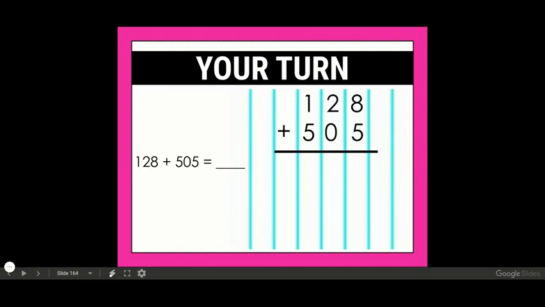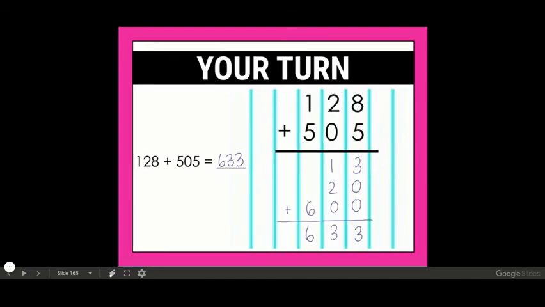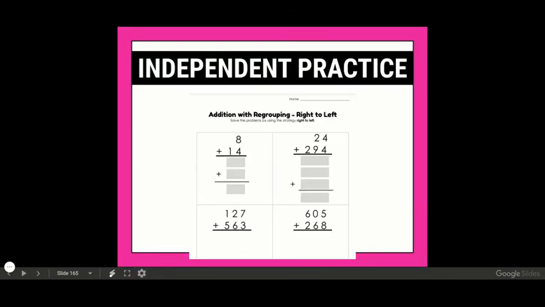For this last problem, I want you to solve it on your own. So go ahead and pause the video, solve this problem using right to left, and then come back to check your answer. Your answer should have been 633. If you got that, great job. If you didn't, check my work versus yours to see if you can see where your mistake was.